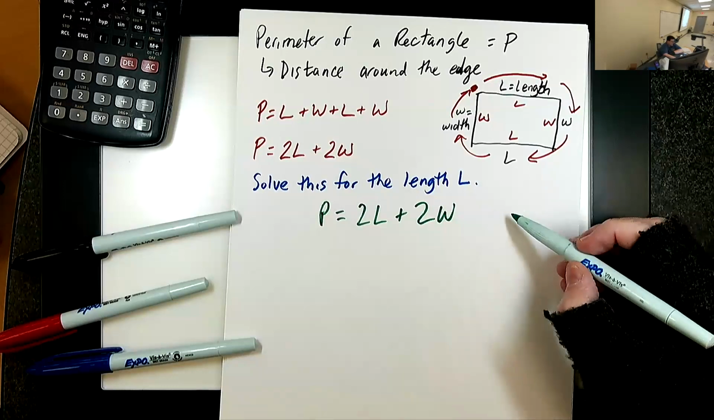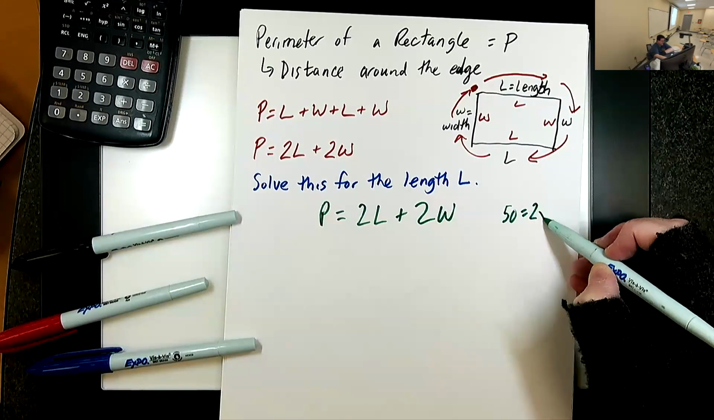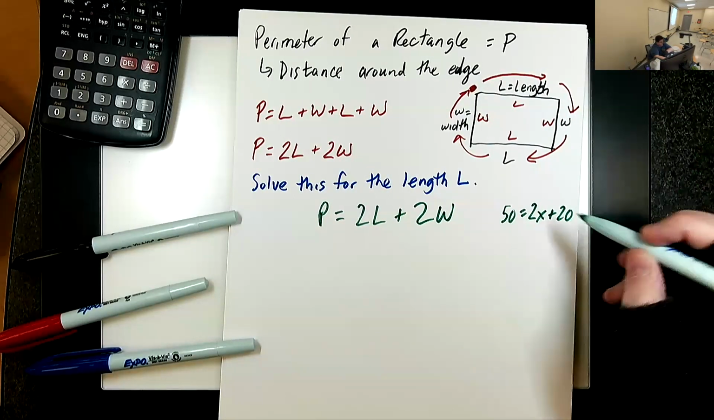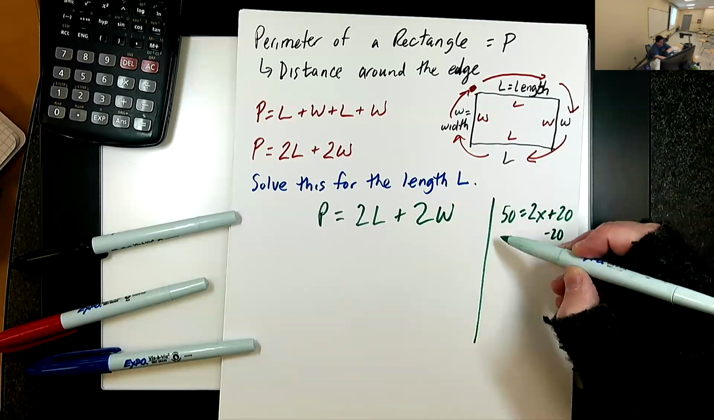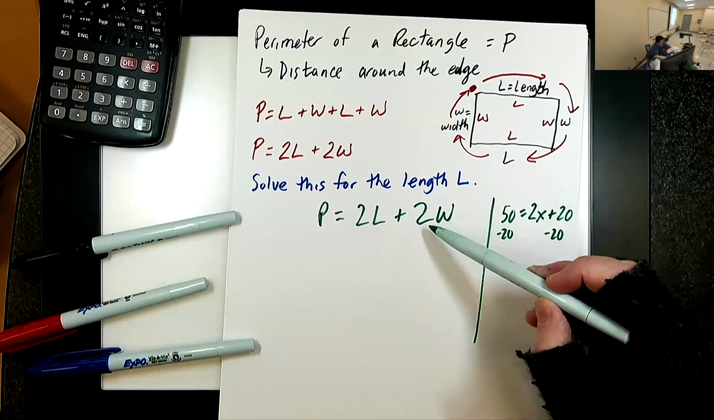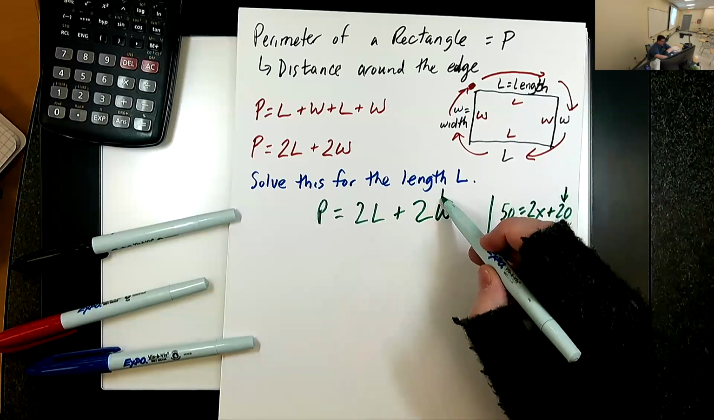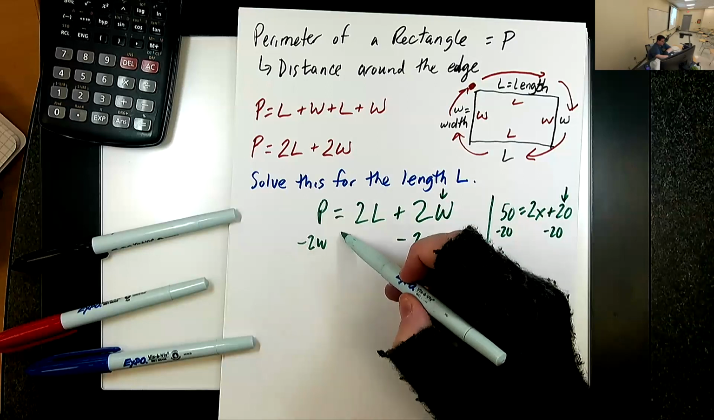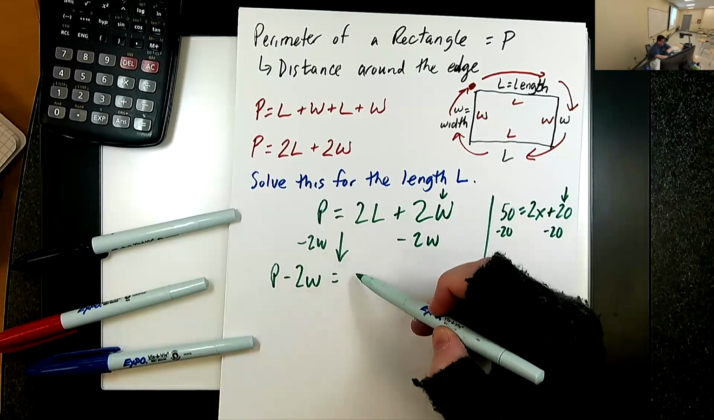Okay, what if this was 50 equals 2x plus 20? What would I do here? I would subtract 20, right? Well, let's translate that over here. The thing that's being added is this thing, so let's subtract that. And I will get P minus 2W equals 2L.